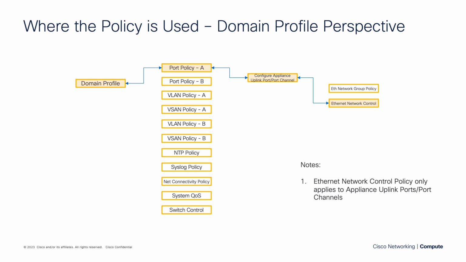Okay, as with all IMM Expert Series videos, we like to map out where that policy is used graphically. So we have our domain profile on the left here. It accesses one or more port policies, like fabric-specific port policies. Now, if you configure an appliance uplink port or port channel, then you will see the ability to select the Ethernet network control policy for appliance ports and port channels. Standard Ethernet uplink, you're not going to see this policy to be selectable. We'll do that on the VNIC side with the server policies.